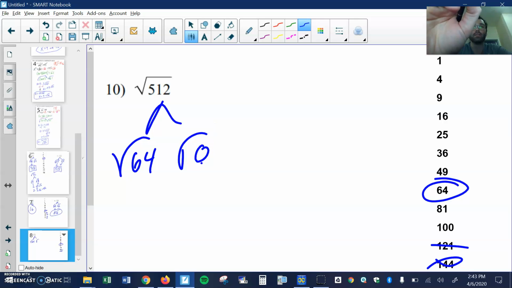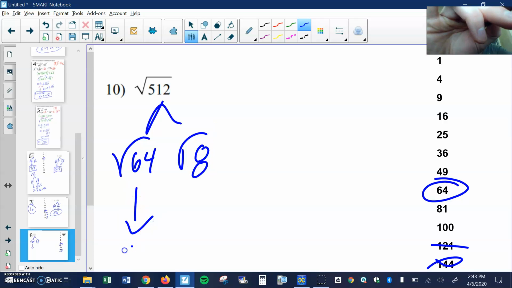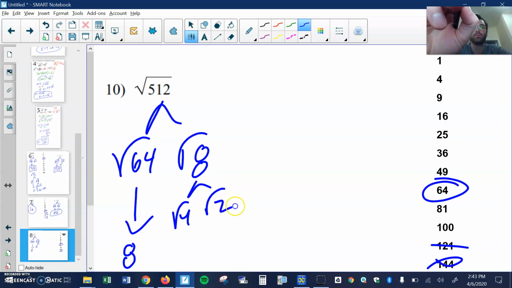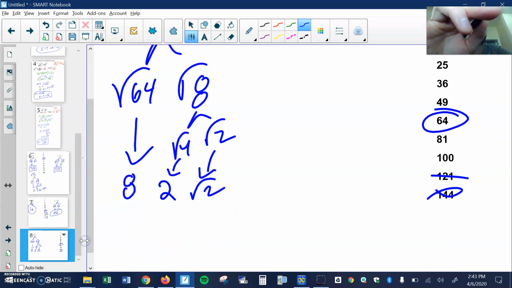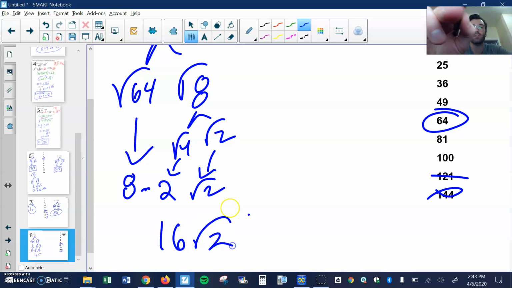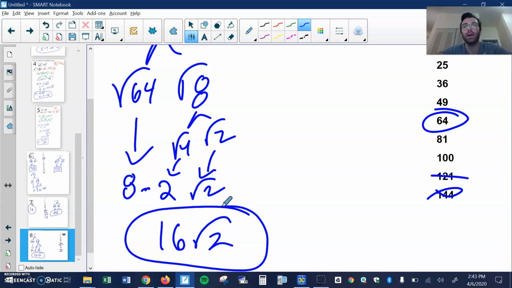I'm sure there's a bigger one out there because I know that the 8 can be simplified already. Root 8 is root 4 and root 2. Root 4 is 2. The root 2 comes down. What do I do with the 8 and the 2? You don't add them. I multiply here to get 16 root 2.